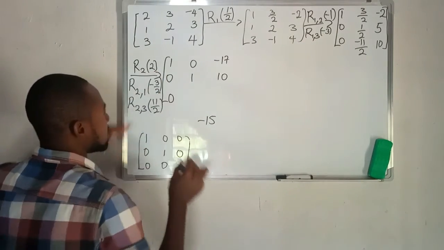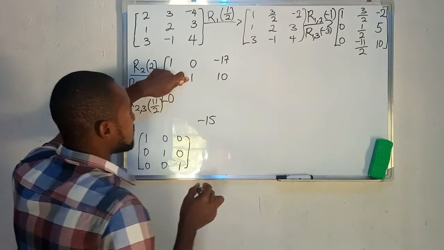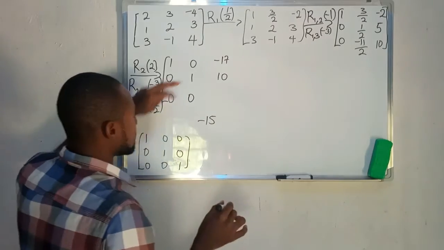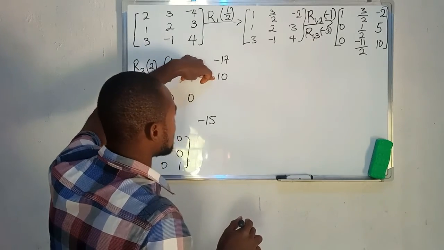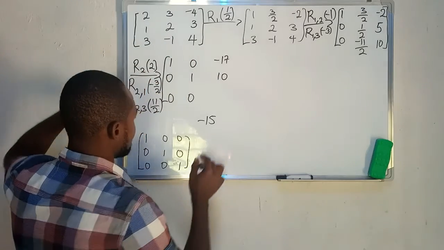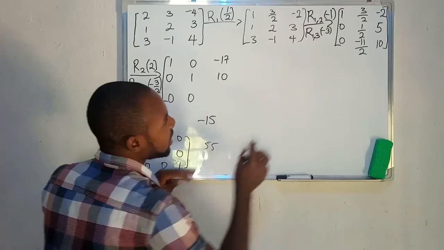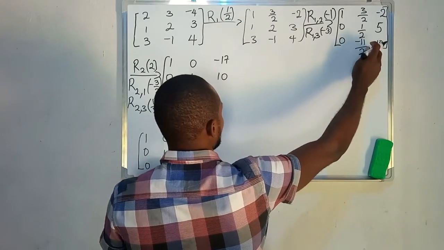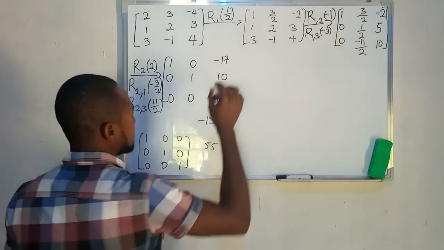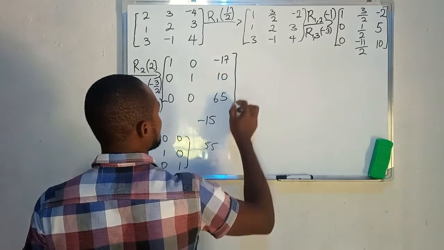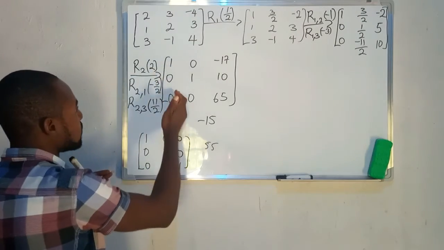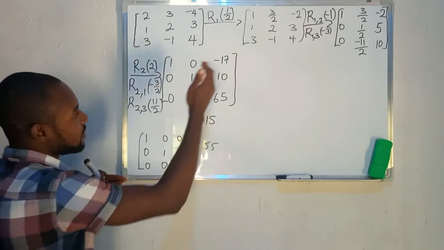I'll have 0 here. Multiply this with 11 over 2, we have 11 over 2. I'll add it to this, we have 0. So multiply this with 11 over 2, and we have 5 times 11, that will be 55, and then we'll add it to 10 here, and so we'll have 65, and that will be it for the second column. So we have succeeded in reducing the first column and the second column, remaining the third column.